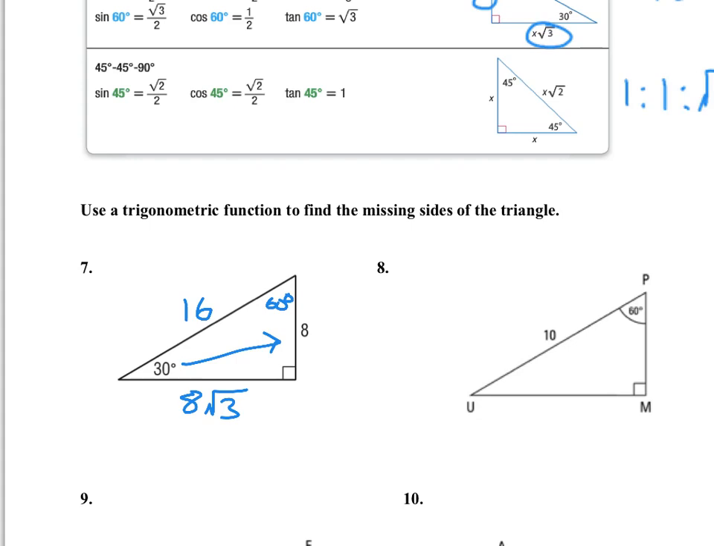Right, on number 8, we have another 30, 60, 90 triangle. This is 30 degrees down here. They give us the hypotenuse, so we know that the short side has to be 5. And then the long leg, so a right triangle has 2 legs, a short leg, a long leg, and then the third side is just the hypotenuse. So the long leg is the short leg multiplied by rad 3.